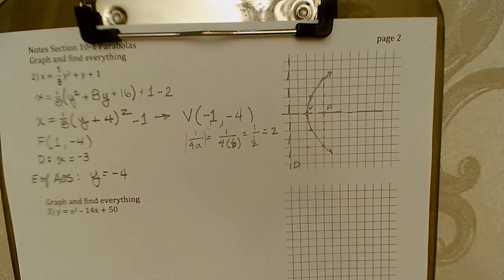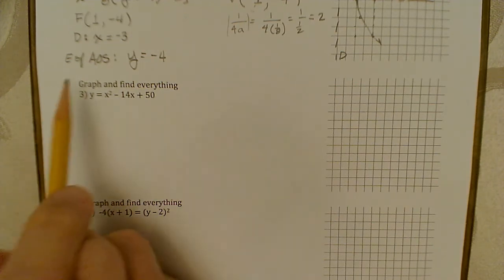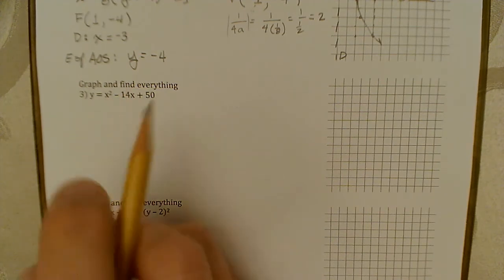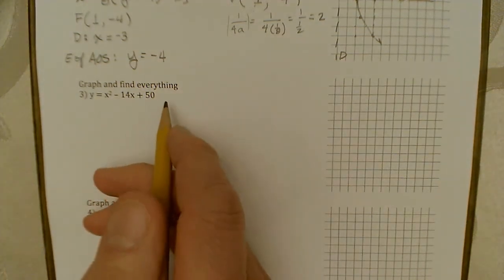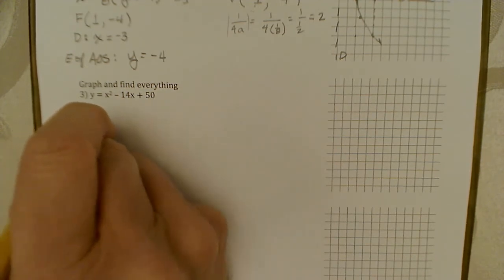Okay. All right, let's move on then to number 3. Think about how this is orienting. Is it opening up, down, left, or right? All right, it's the y equals, and x is being squared, so this is a vertical one going up and down, and the a is +1, so this is a basic parabola that opens up. All right, let's put this into standard form, into the form we want, which is the vertex form.